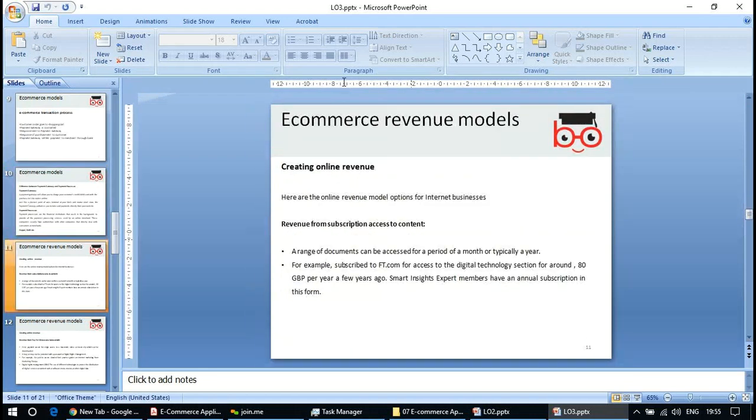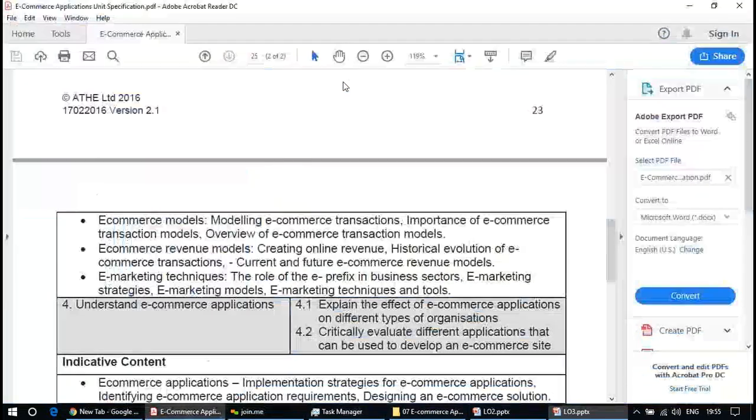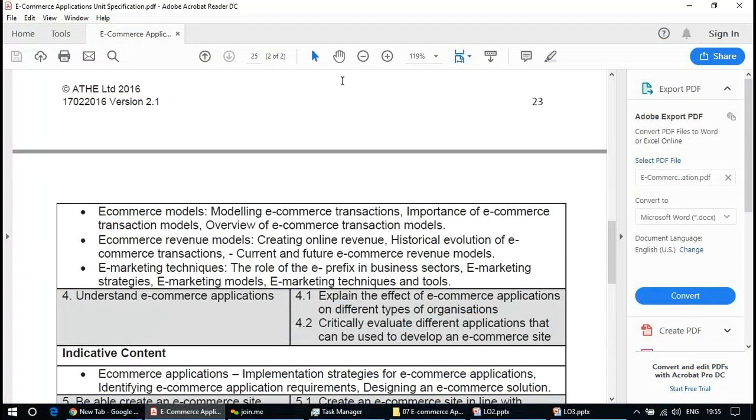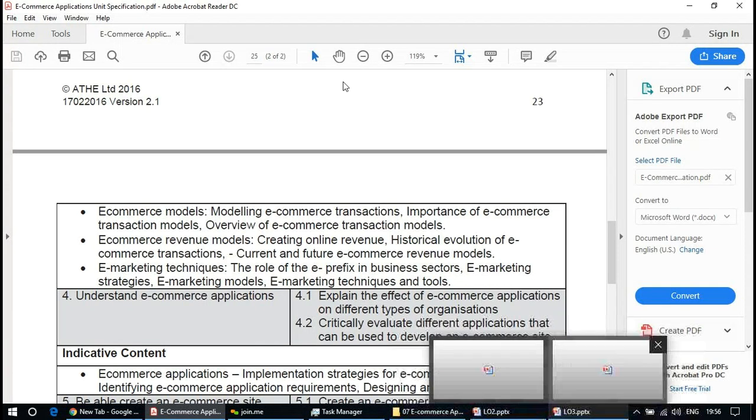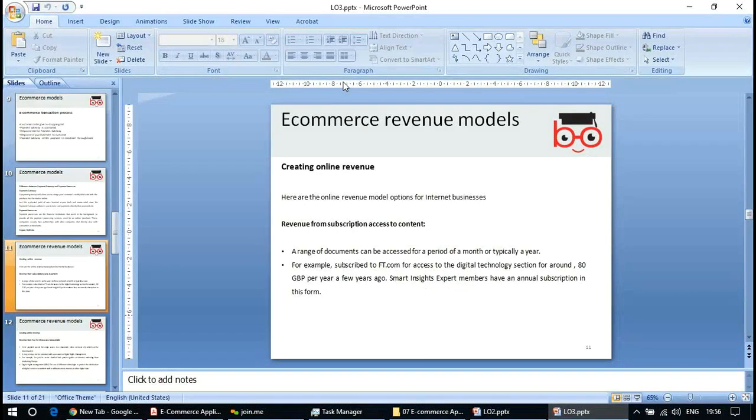Then creating online revenue. Online revenue is normally when you do the business and you get the revenue, but due to the unclear list of indicative content, I have tried to include the revenue models, which I got from the internet, for how you generate revenue online.